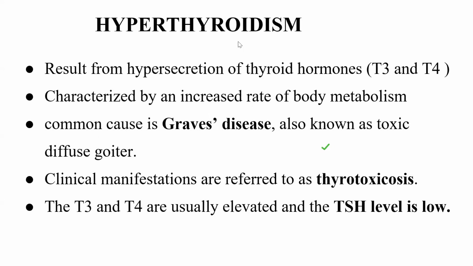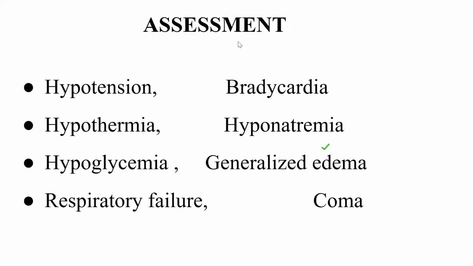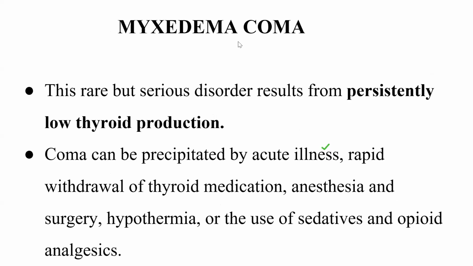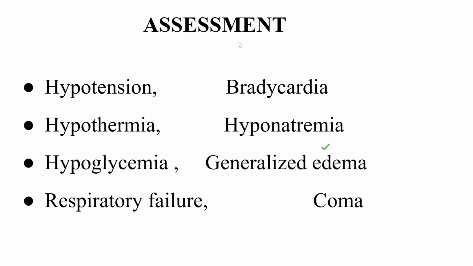So what is hyperthyroidism now? Hyperthyroidism results from hypersecretion of thyroid hormone, that's the T3 and the T4. It is usually characterized by an increased rate of body metabolism. It's just the opposite of hypothyroidism. Recall, I did not bring it immediately after hypothyroidism. I brought this coma, myxedema coma, after hypothyroidism because it is a severe form of hypothyroidism.